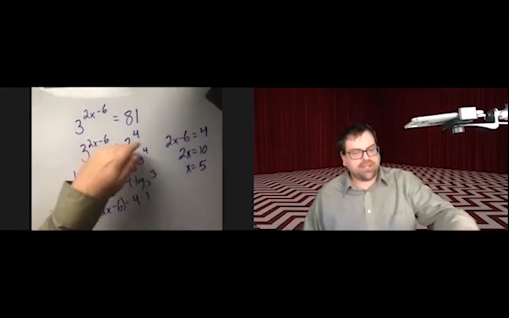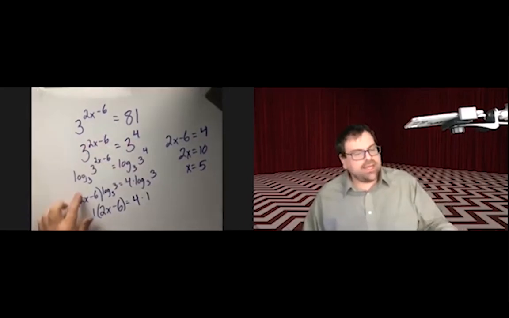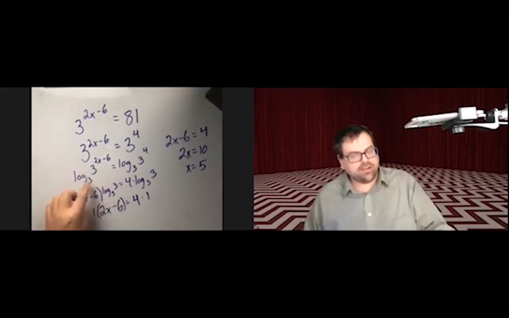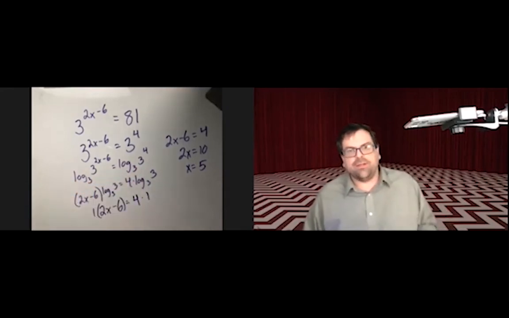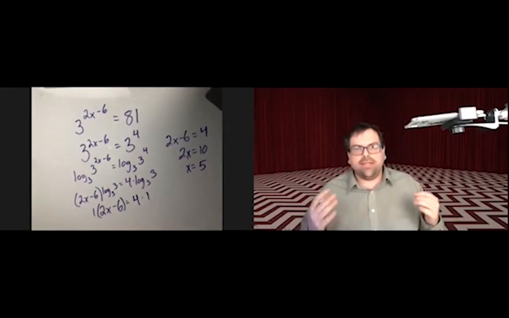So what's really happening is that we can take the log of both sides. And it doesn't matter what kind of log it is. Here we use the base 3 log because it helps us get rid of the base. But in general, we're allowed to take any log of both sides.